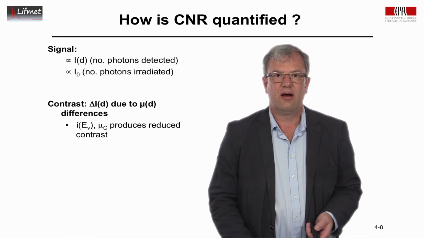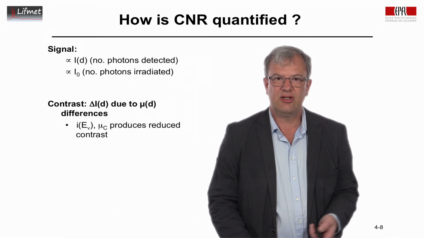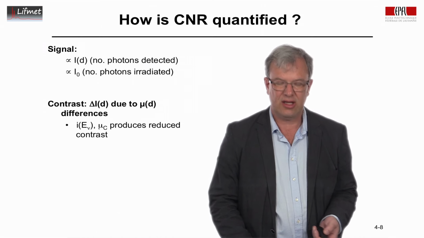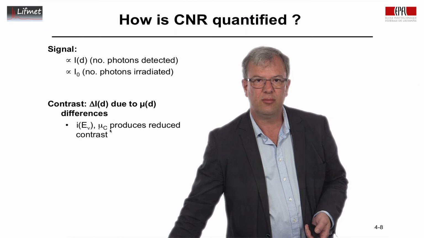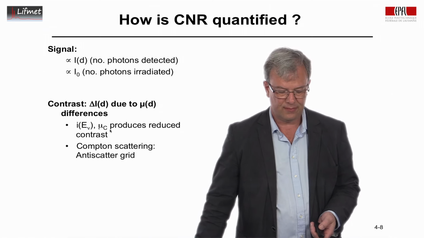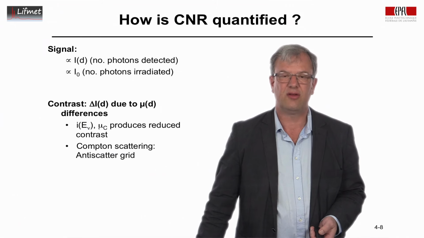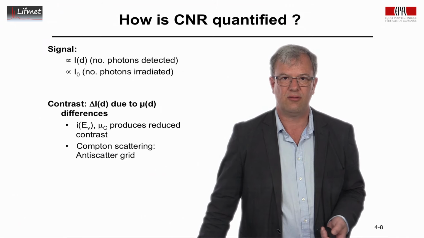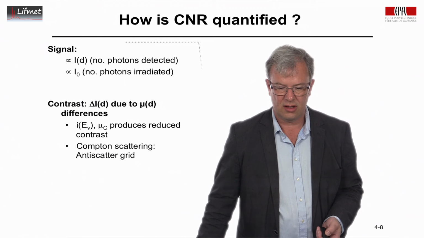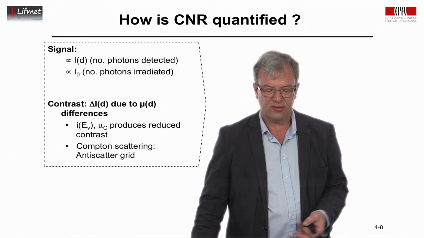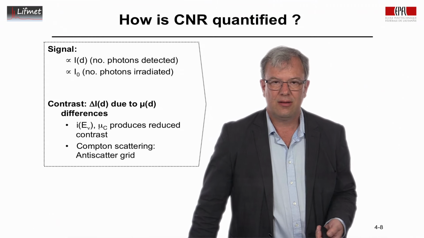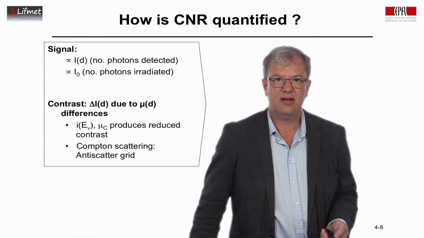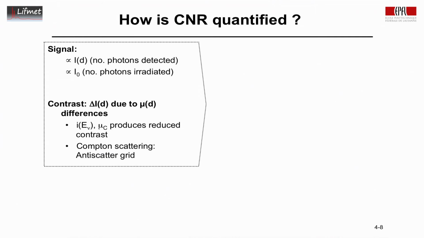We have a distribution of the energy spectrum, I of E nu. So the Compton effect, mu Compton, produces reduced contrast. And we have Compton scattering, so this is dealt with the anti-scatter grid. So let's assume we have all this solved. The scattering is eliminated, and we have a way to quantify.